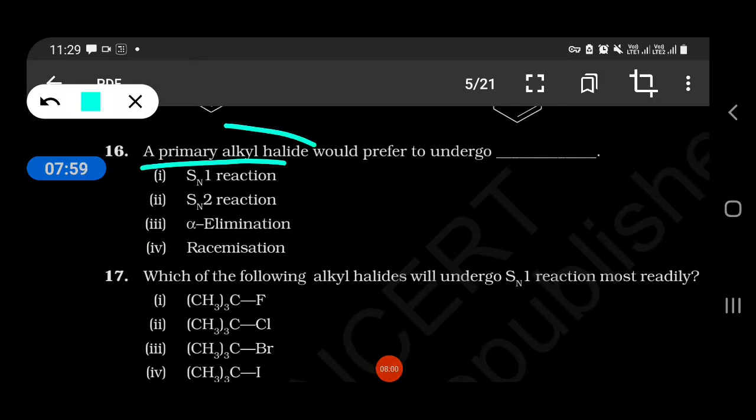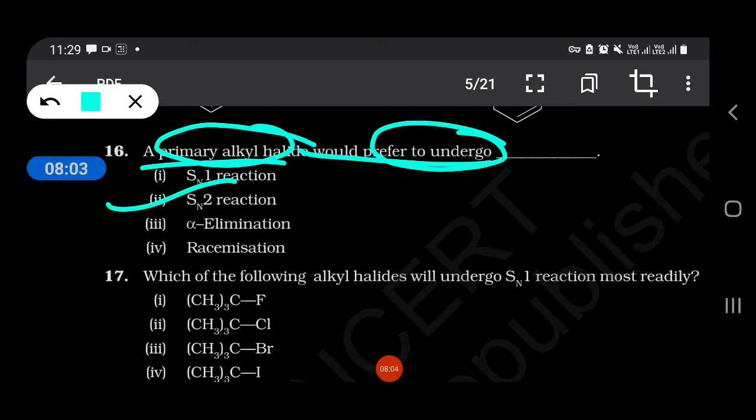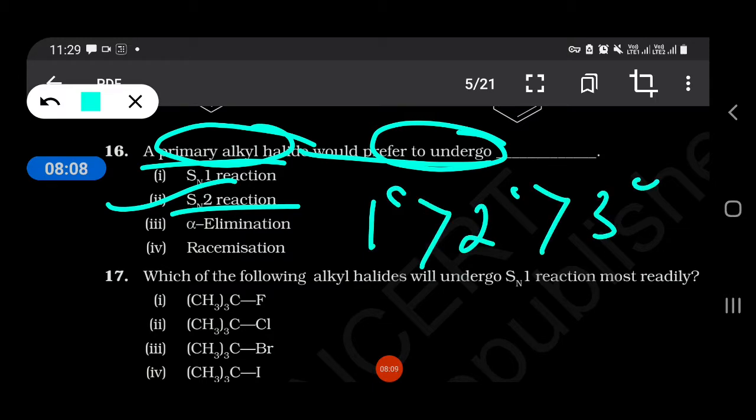A primary alkyl halide would prefer to undergo SN2 reaction. 1 degree greater than 2 degree greater than 3 degree for SN2 reactions. Okay.